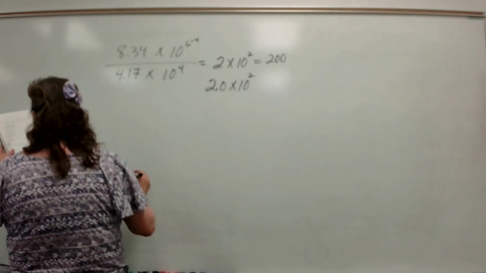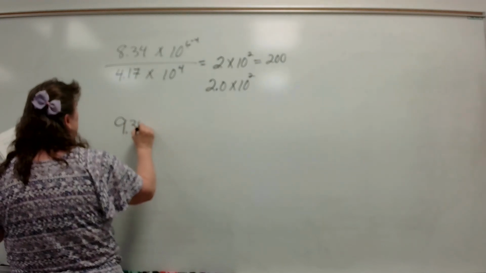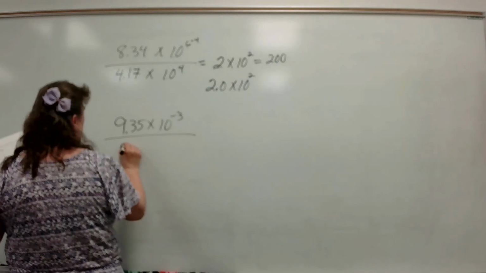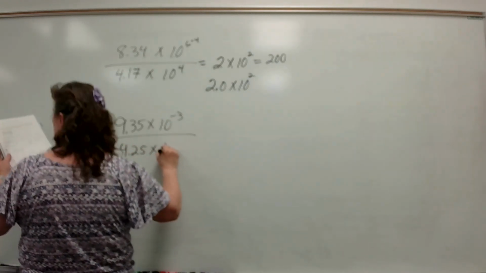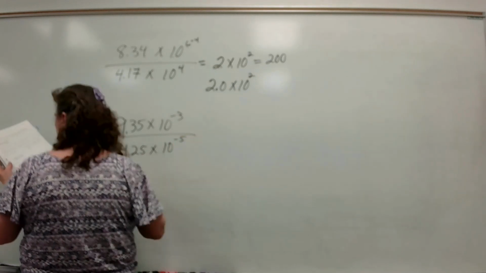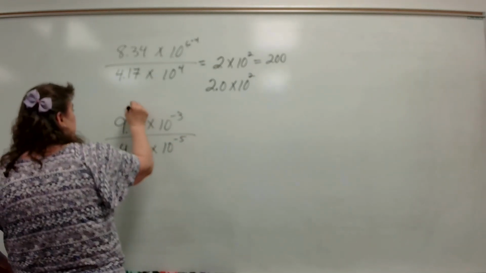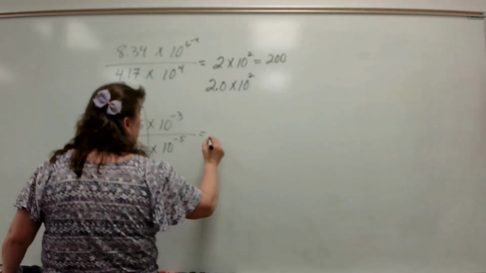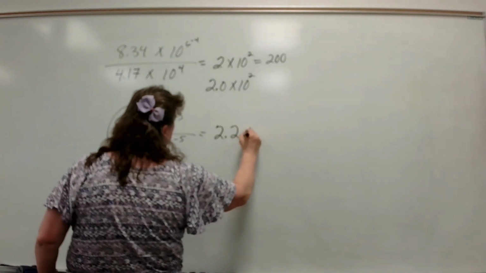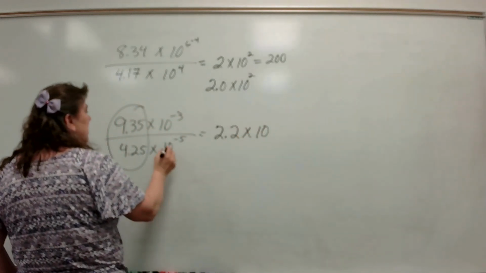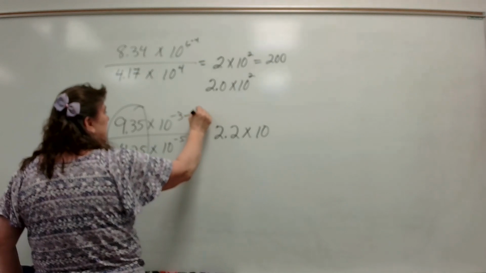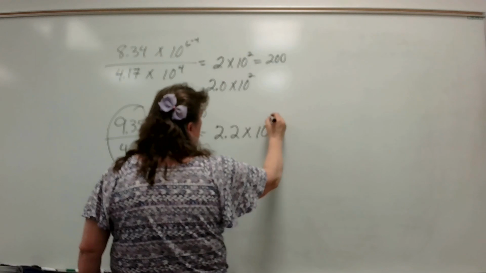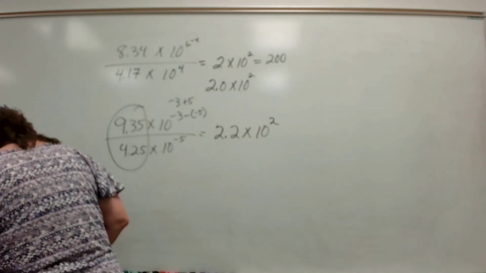Let's look at another example. 9.35 times 10 to the negative 3 over 4.25 times 10 to the negative 5. Okay, again, divide these first two numbers, and that is going to give you 2.2 times 10 to what power? Well, negative 3 minus a negative 5 is the same as negative 3 plus 5, so that is again to the power of 2. Okay?